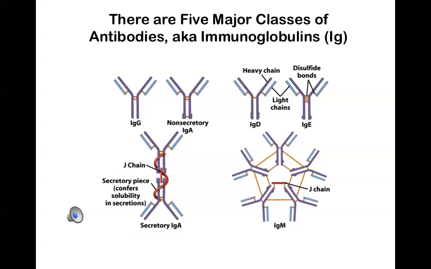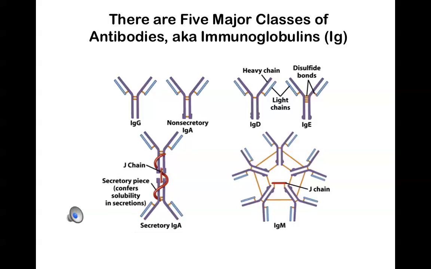There are 5 major classes of antibodies produced by B lymphocytes and plasma cells. They're IgG, IgA, IgM, IgE, and IgD. The Ig, capital I, lowercase g, is an abbreviation of the word immunoglobulin, referring to proteins, globulins, that have an immune function. Immunoglobulin is just another word for antibodies.